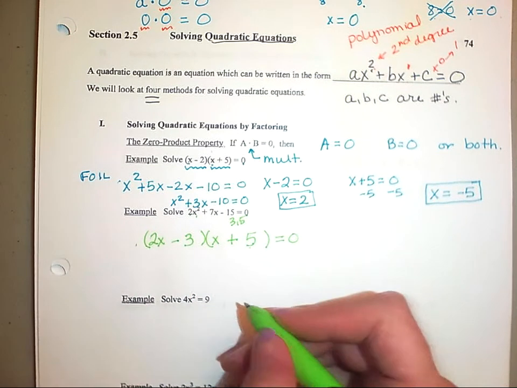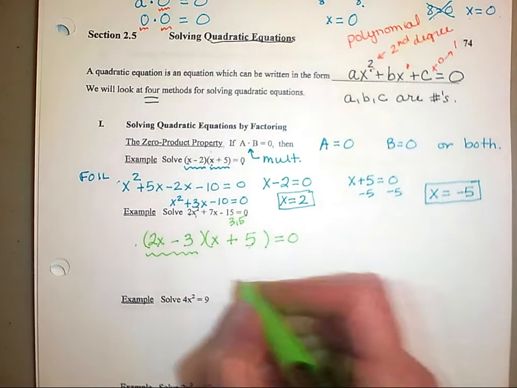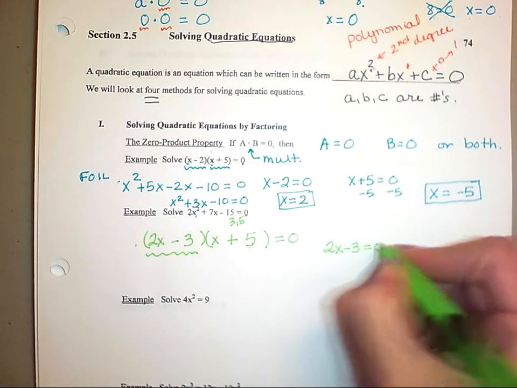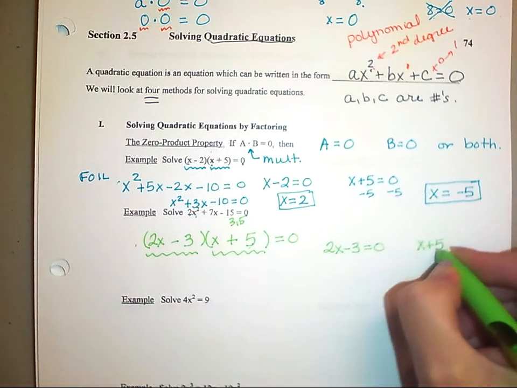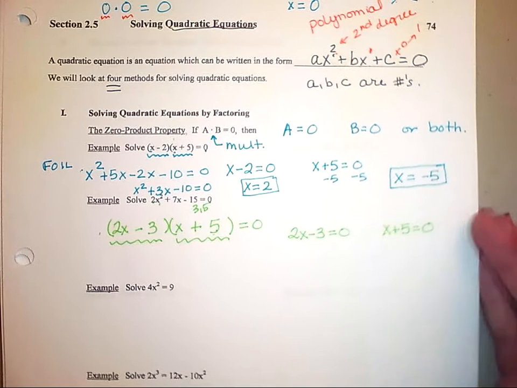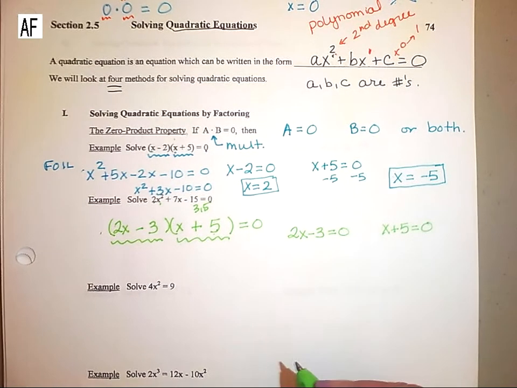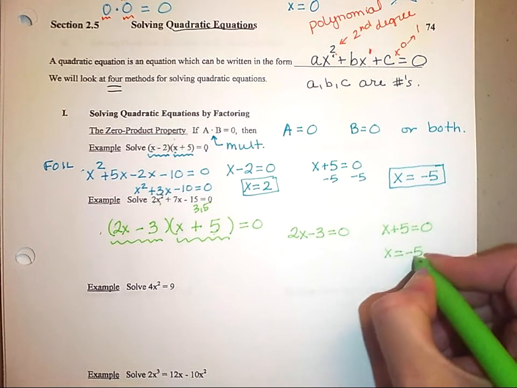Now that this is factored, I have two things being multiplied together. The first is 2x minus 3. So it's either that 2x minus 3 equals 0, or that the second, which is x plus 5, equals 0. Now this one's very easy to solve. We'll just subtract 5 from both sides.